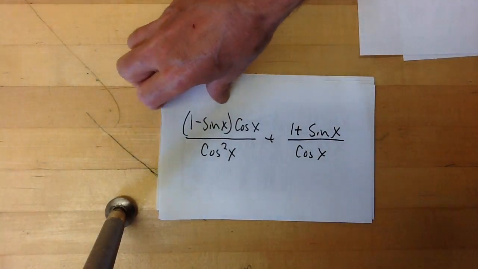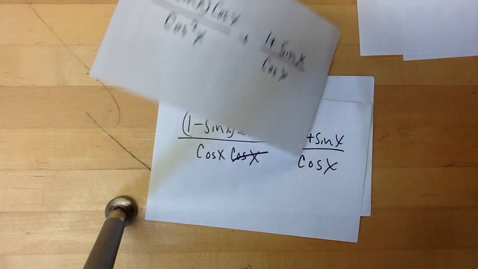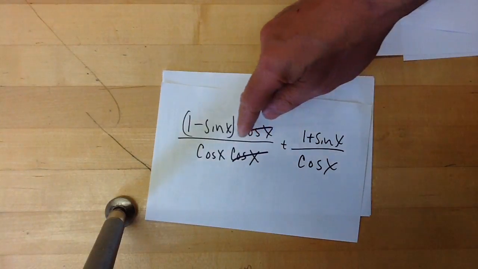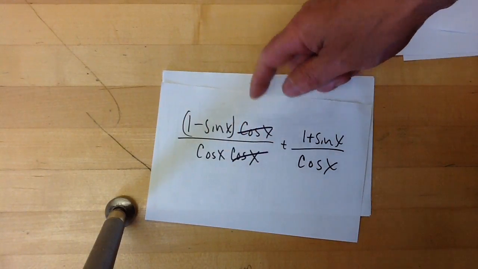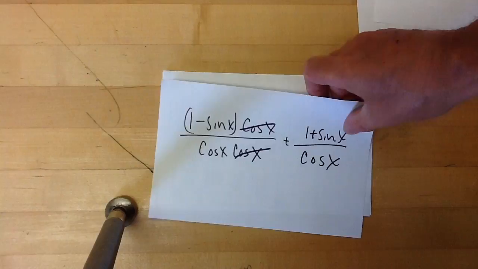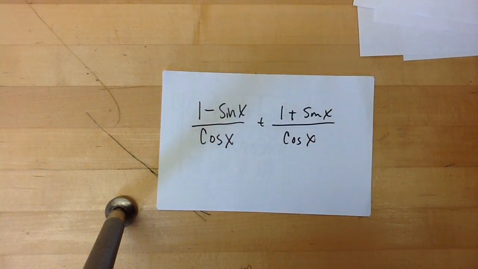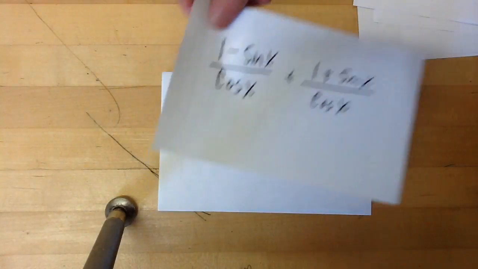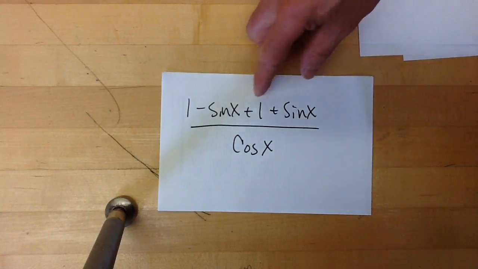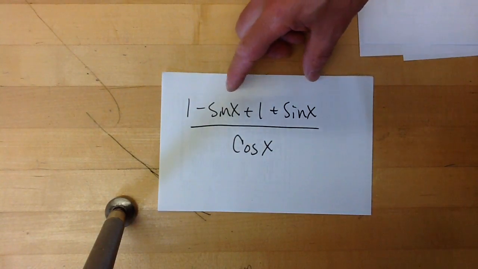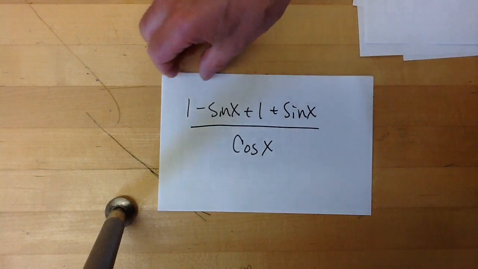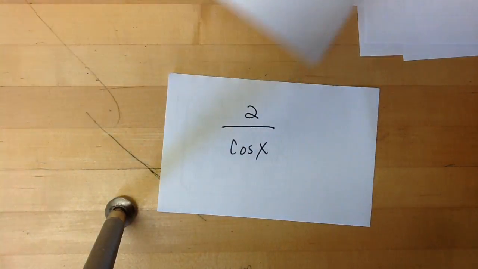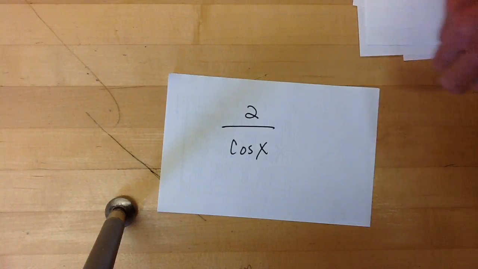And then I noticed I've got a cosine x over cosine squared x, which meant I could think of cosine squared x as cosine x times cosine x, and cancel out one of those cosine x's. Now I've got two fractions with the same denominator. I can just combine them by adding the numerators. And I've got a negative sine x and a positive sine x, which cancel out, leaving 2 over cosine.